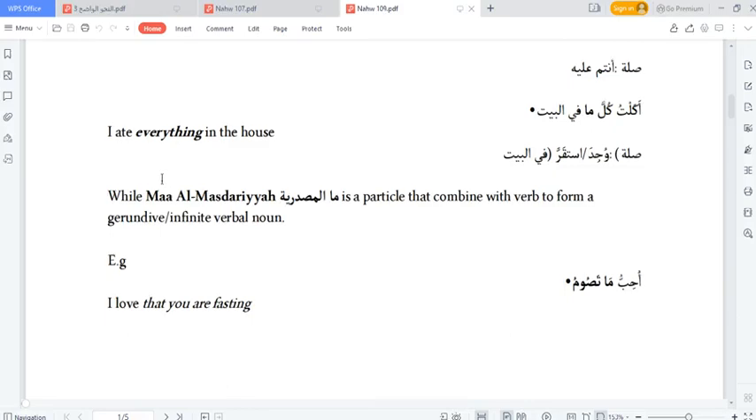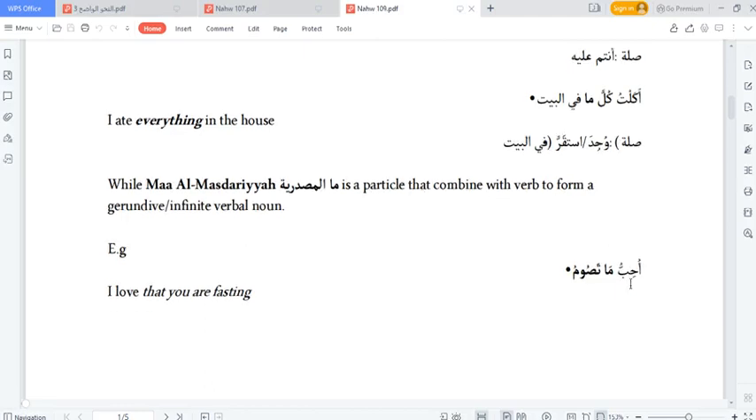What's the definition of ma al-masdariya? It is a particle that combines with a verb to form a gerundive or infinitive verbal noun. It forms a masdar with it. Ma plus fi'l will form a gerundive or an infinitive verbal noun.